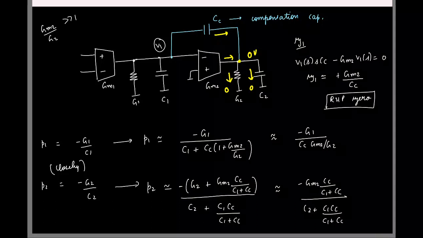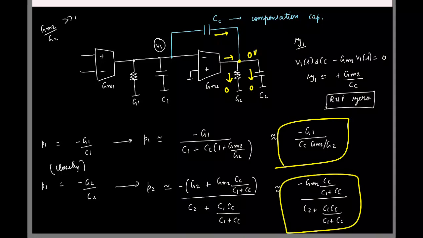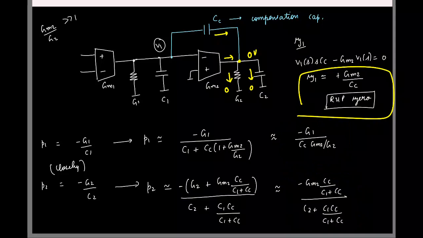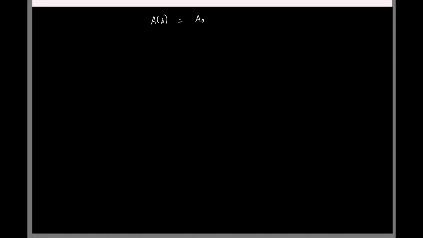So now we have done one nice thing, we have split up the two poles, but in that process we seem to have introduced a right half plane 0. So let's actually see what will happen to the phase margin. First let me write the transfer function. We have A of S, which is the DC gain A naught, times 1 minus S by Z1, the right half plane 0, and then we have the two LHP poles.